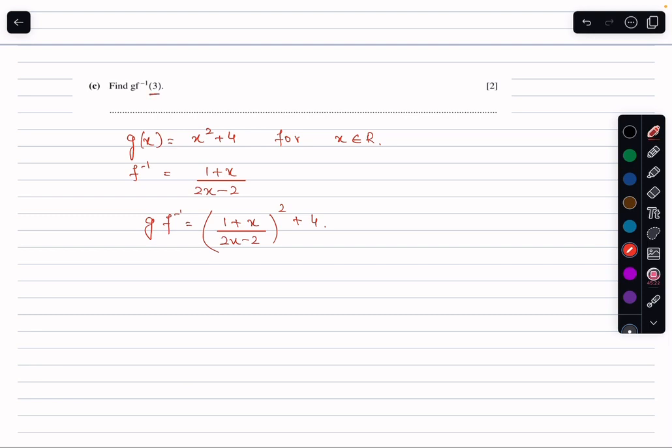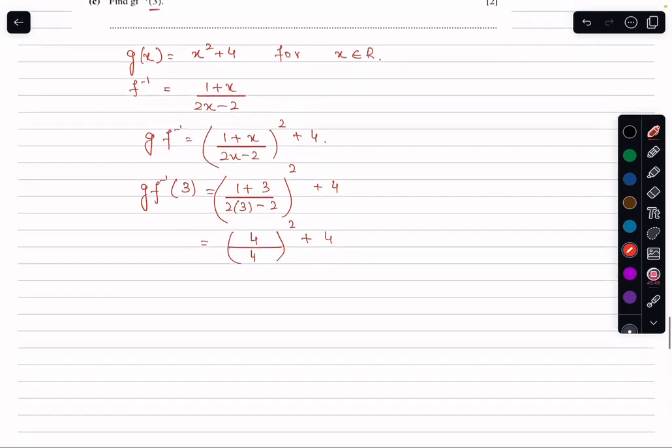The question says find it for x value as 3. So for g f inverse of 3, I'm just going to substitute my x with a 3, so that this becomes (4 divided by (2 times 3 minus 2)) squared, plus 4. 2 threes are 6, and 6 minus 2 gives me 4, so 4 divided by 4, the whole squared, plus 4. That simplifies: 1 squared is 1, plus 4, and I know here that g f inverse of 3 shall be equal to 5. So this is going to be the answer for this part. It's a very simple working for this part.